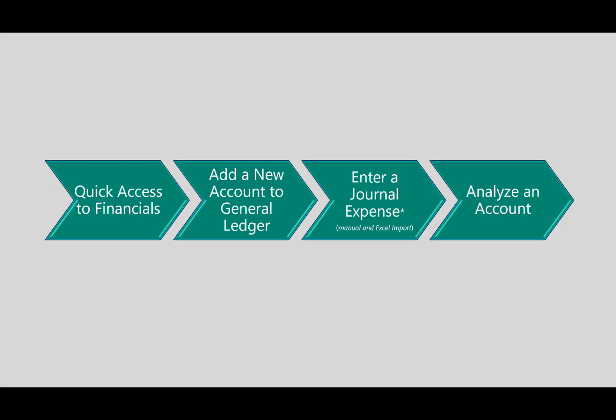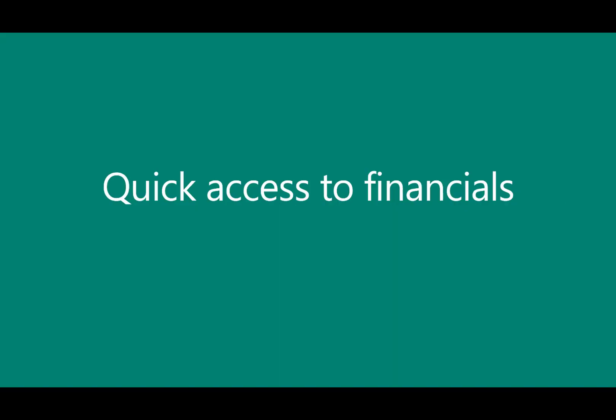In this demonstration, we'll talk about the role of the accountant and how to help them manage the day-to-day, detail-oriented work of doing the accounting for the company. We'll start with quick access to financial information. We'll add a new account to the general ledger. We'll show you how to enter a journal expense, both from a manual, typical traditional process, as well as using the Excel import. And then we'll analyze the impact on that account.